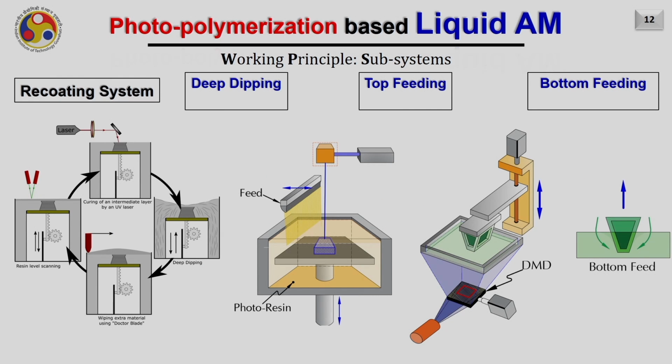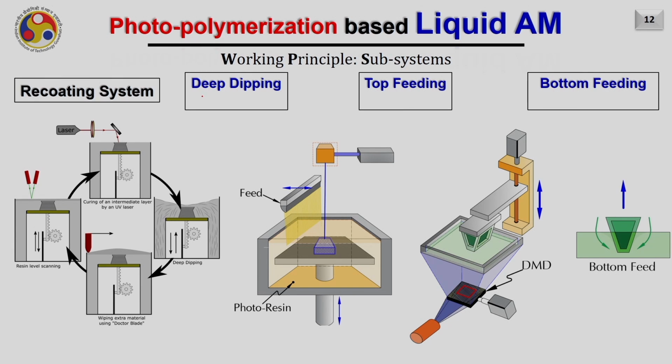Next, like I already mentioned, the subsystem will be a recoating system. This is going to be the very important system of the additive manufacturing machine, particularly for liquid additive manufacturing, as this will decide what should be the layer thickness of the part which we are going to build.